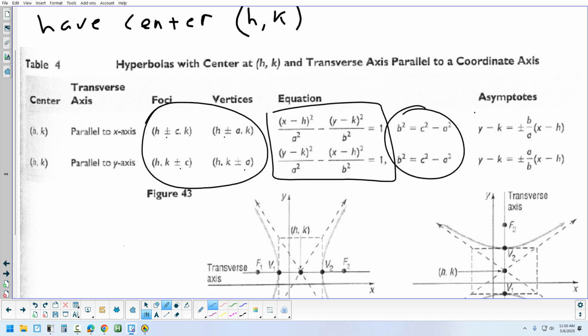And all of this stuff is just point slope form for the equation of a line. As long as I know the slopes, B over A and A over B, I can use point slope form and I don't really have to memorize all of that. The point that you're going to use is the center. That's why it's an h and a k in the formula. That's the coordinate you're going to plug into point slope form. Remember, point slope form is y minus y1 equals m times x minus x1. That's all that is. That's your x1. That's your y1. That's all.